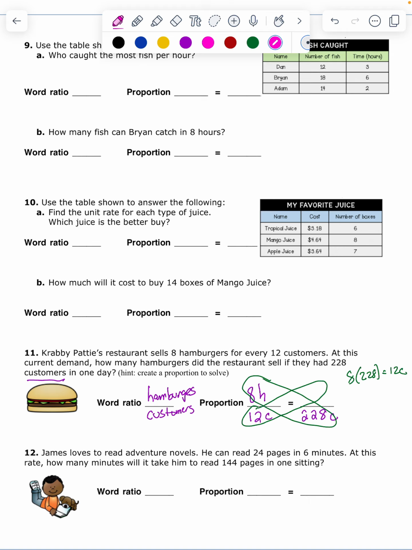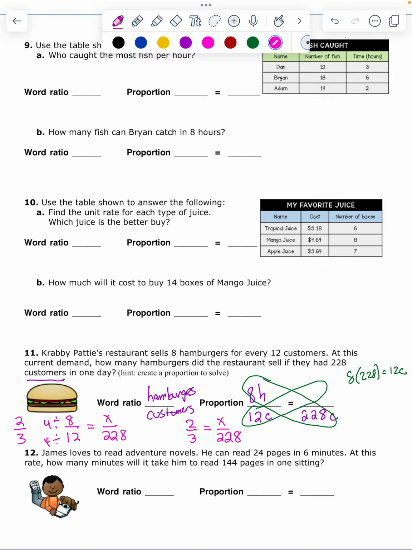Another way I can do it is I'm going to come over here and go 8 over 12 equals x over 228. I really don't want to divide by 12, so I'm going to realize that there are 4's in 8 and 12. I'm going to divide by 2, divide by 2, and in fact, I can divide by 4. So I'm going to divide by 4, and I'm going to have 2/3. So now I have 2/3 equals x over 228.